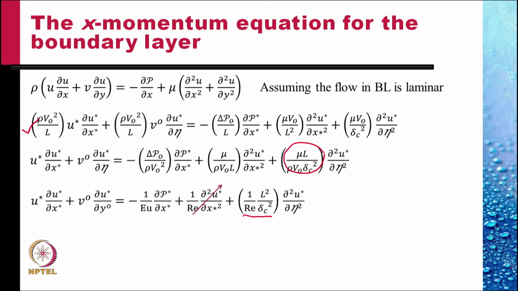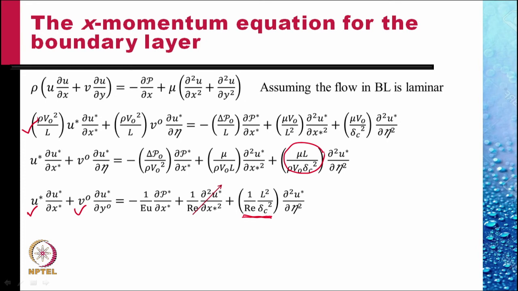We notice here that 1 over Reynolds number is very low compared to 1, which are the coefficient of the convective acceleration term, and can be neglected from this equation. Of course, this term needs to be retained, because if this term also is neglected, then we'll get back the Euler equation, and that will not suffice for the boundary layer flow. We can retain this equation because delta c is as yet unknown.